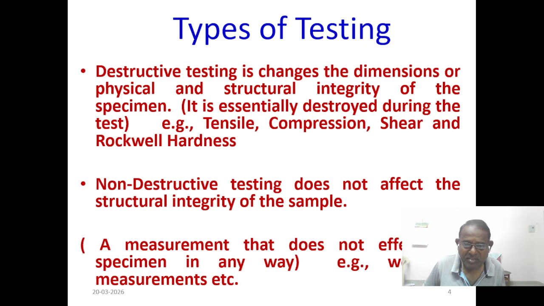Non-destructive testing does not affect the structural integrity of the sample. For example, a measurement that does not affect the specimen in any way, such as weighing or other measurements like length, breadth, height. This type of testing will not affect the specimen and its performance, while destructive testing destroys the specimen during the testing.